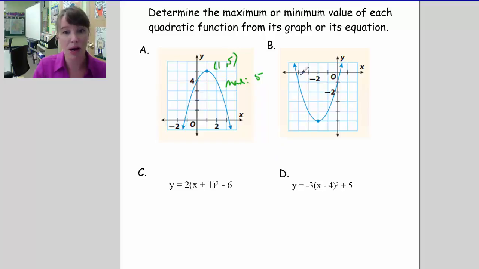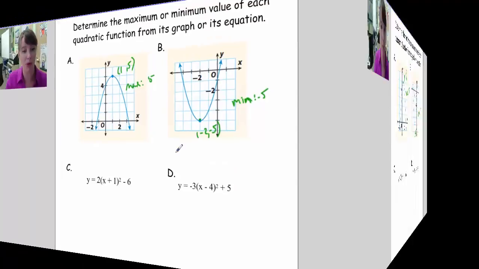Okay. Here the parabola is opening upward. So here the vertex is at (-2, -5). It's opening upward, so we have a minimum value of -5. And there's no maximum value when it's opening upward.